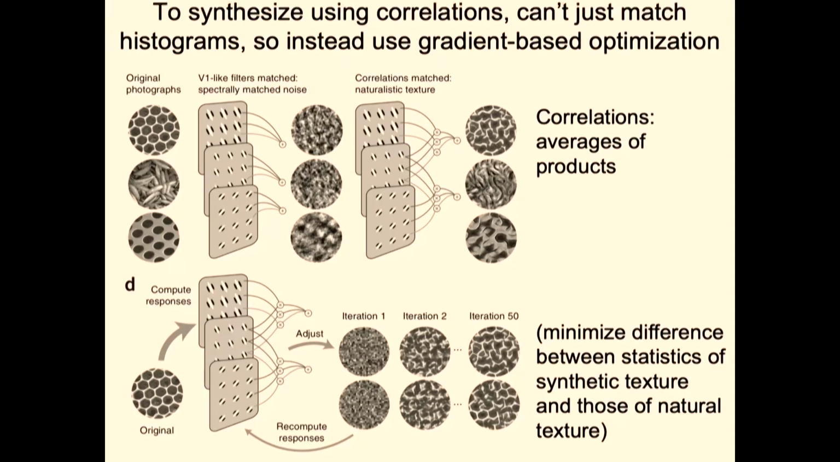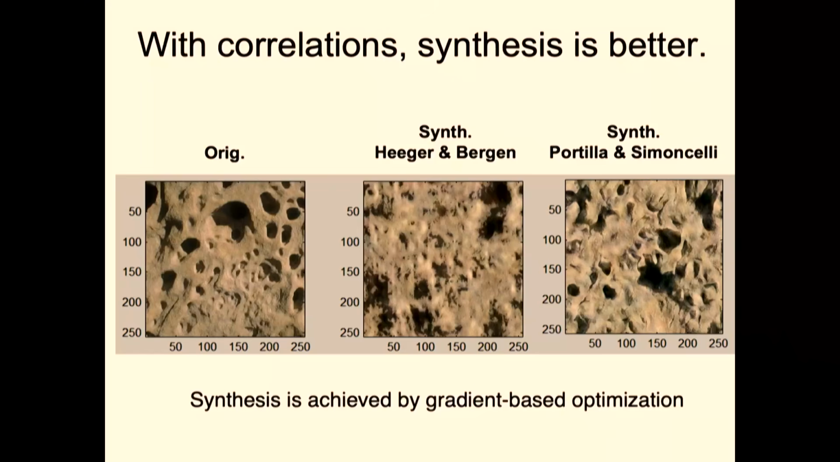Okay, so again, it's an optimization problem, and nowadays we have lots of ways to solve this. Back when this was originally introduced, this was a little bit harder to do. And so what I'm going to show you here are a bunch of examples of synthetic textures that are generated in this way. Okay, so here is an original texture. This is synthesized just using the marginal histograms of Heeger and Bergen, so it doesn't look that great. And this is synthesized with this newer version from Portilla and Simoncelli that incorporates correlations and other statistics, and it looks like a little bit of a better match.